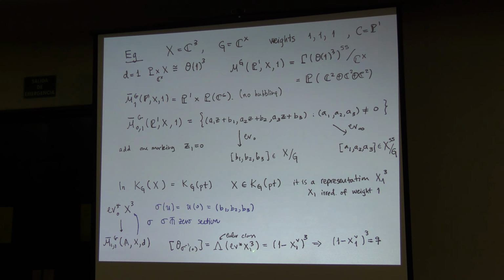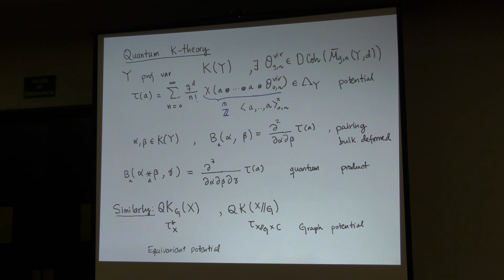But this is a representation of weight one, so then that Euler class is just 1 minus x1 dual cubed. And then since this contributes to the affine maps with one point, that tells you that this is essentially in the kernel of the quantum Kirwan map of degree 1. And so that's how we obtain the relation. So this is the relation that appears in, for instance, the projective space.